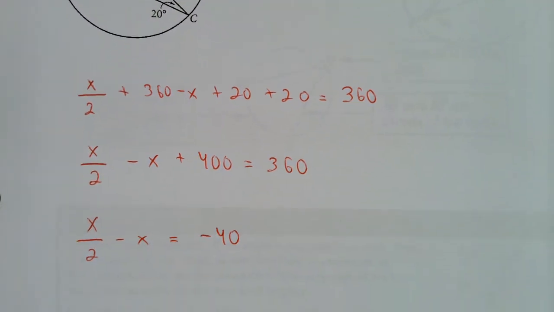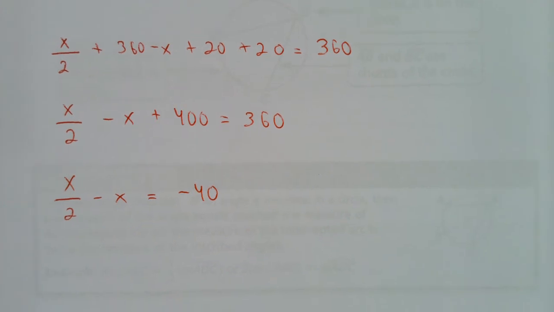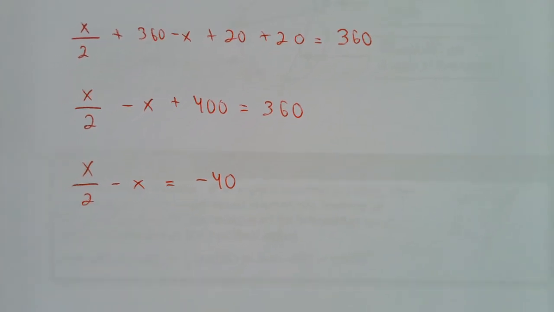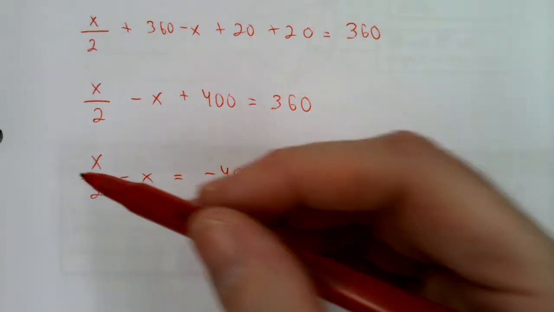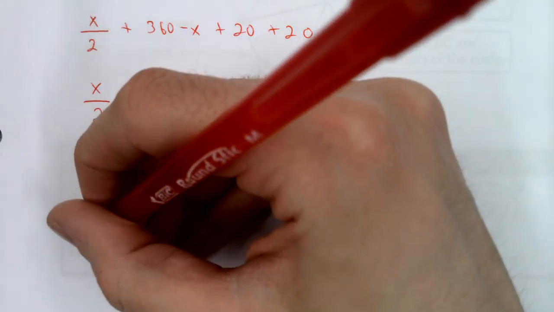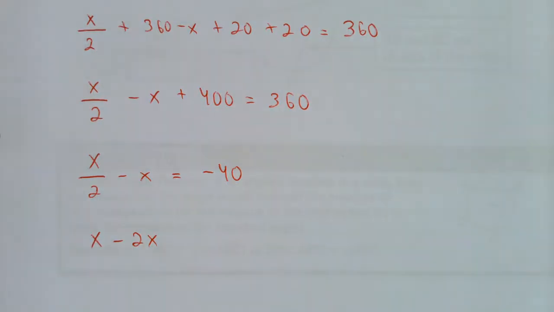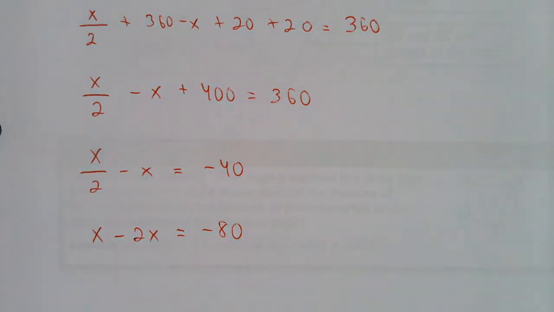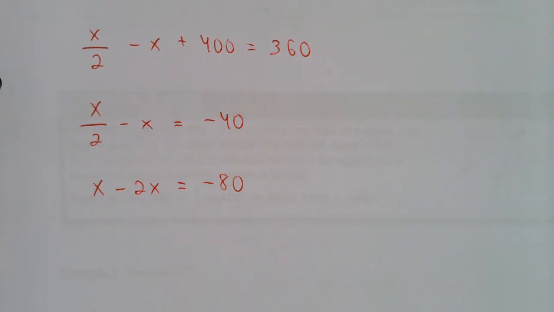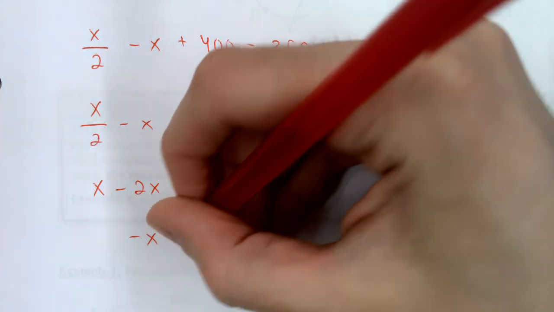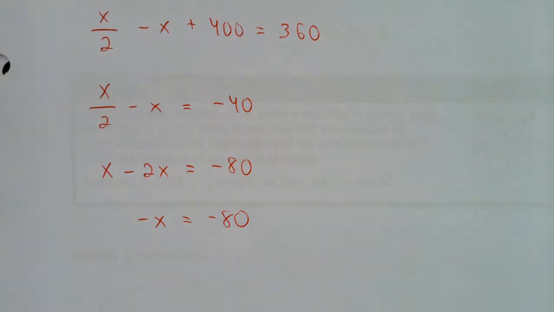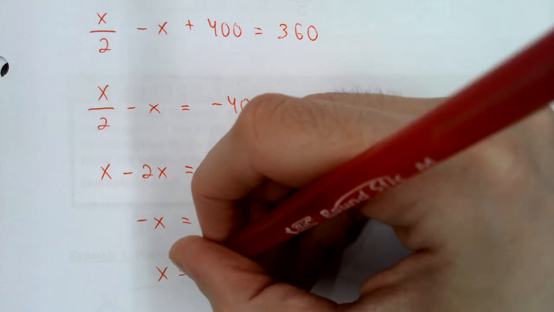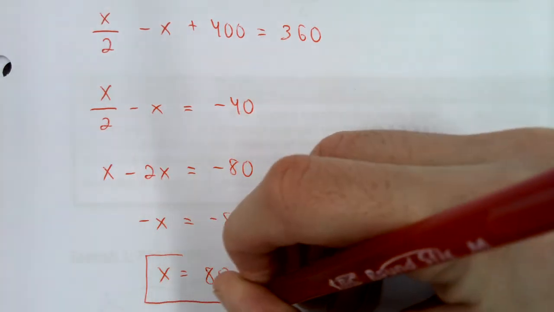Now what I'm going to do, this goes back to algebra 1. To eliminate the fraction, I'm going to multiply everything by 2. So when you do 2 times x over 2, you just get x. When you do 2 times negative x, you get minus 2x. And when you do 2 times negative 40, you get negative 80. Now you're going to do x minus 2x. You're going to get negative x equals negative 80. And then divide each side by negative 1, and you get x equals 80. So that's one way to do it.